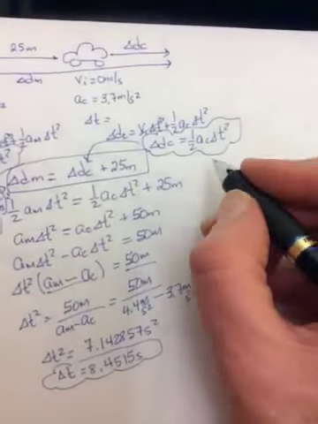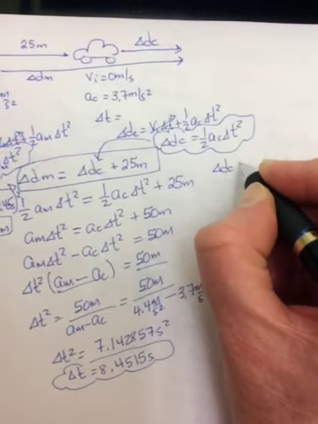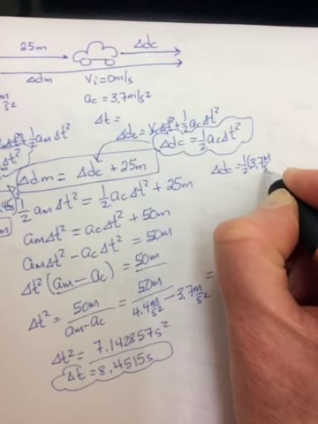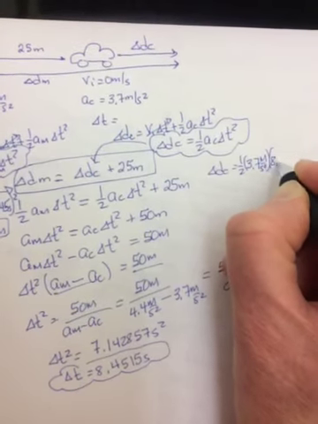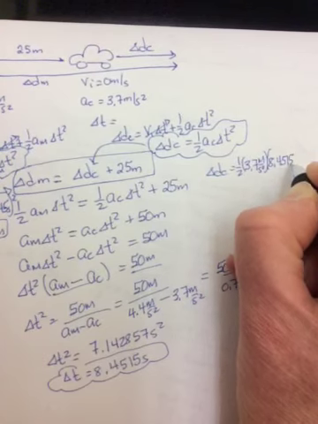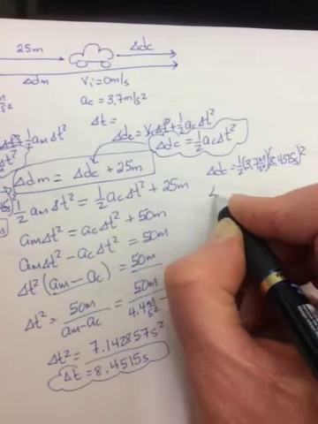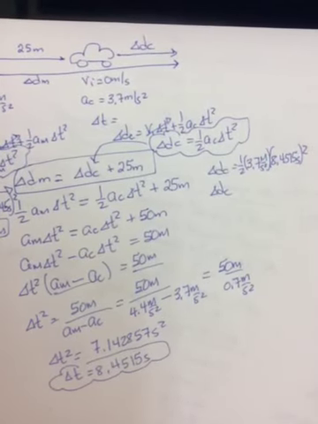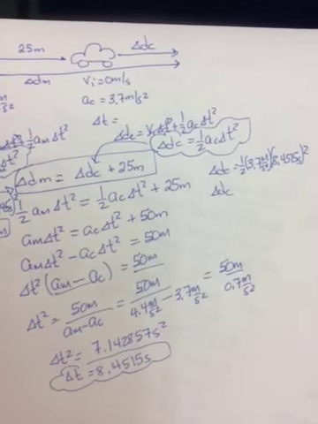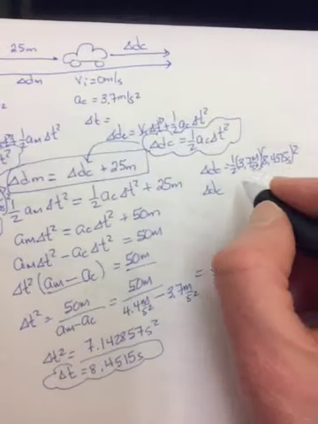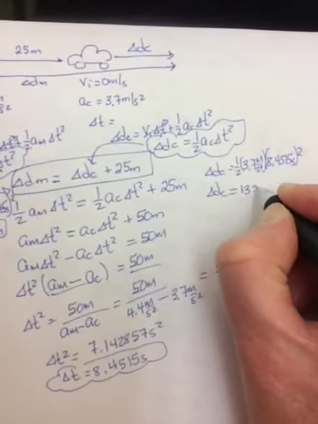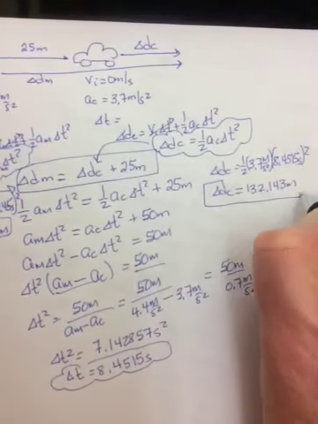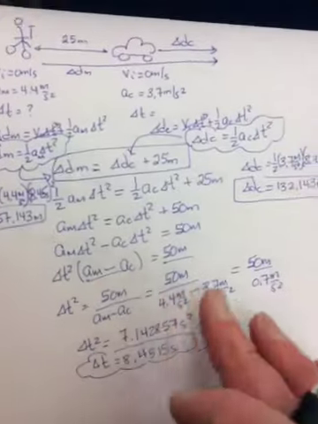Then go over to the other side and do exactly the same thing for the car. So 1/2 times 3.7 meters per second squared times 8.4515 seconds squared. Again, try to keep all your digits if you can. Square it, multiply by 1/2 of 3.7, and you should get 132.143 meters. Now, you might notice these two distances are not the same.